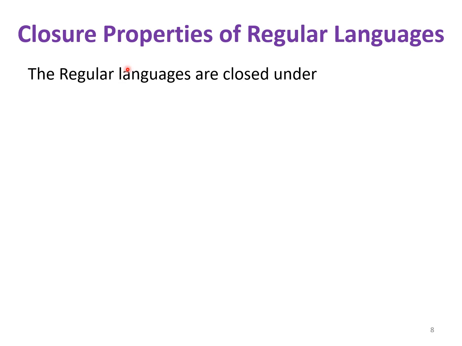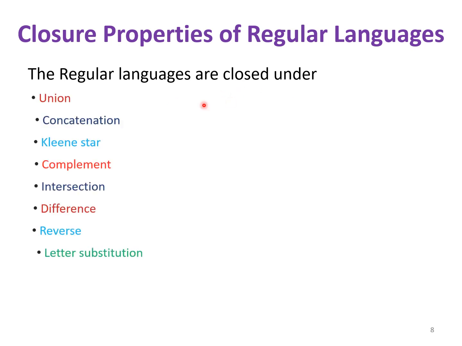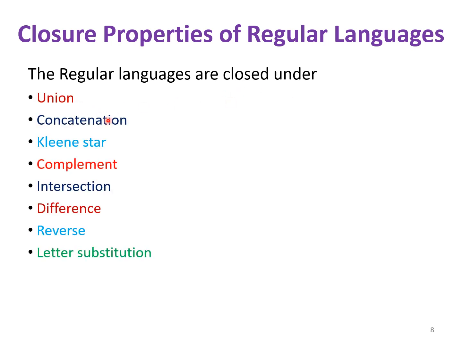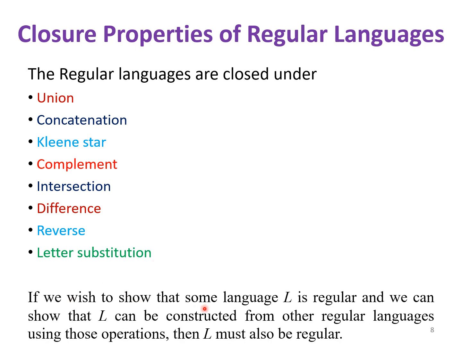Some of the closure properties of regular languages are: the regular languages are closed under union, concatenation, Kleene star, complement, intersection, difference, reverse, and letter substitution. If we wish to show that some language L is regular, and we can show that L can be constructed from other regular languages using these operations, then L must also be regular. So let us see all these properties one by one.